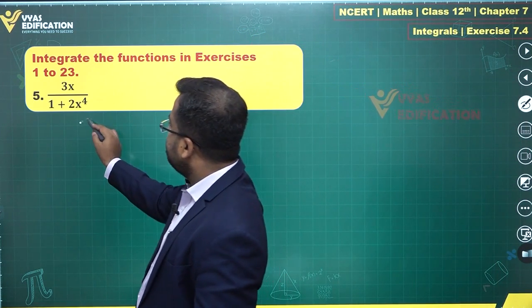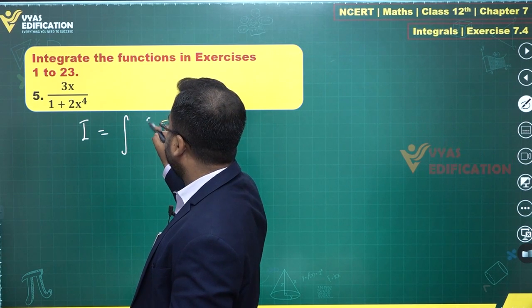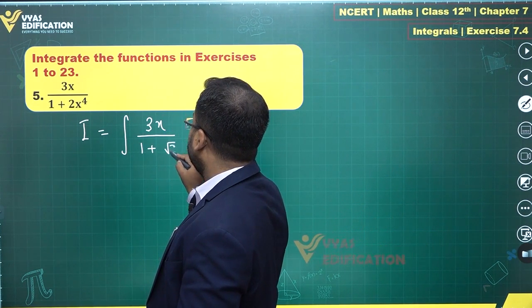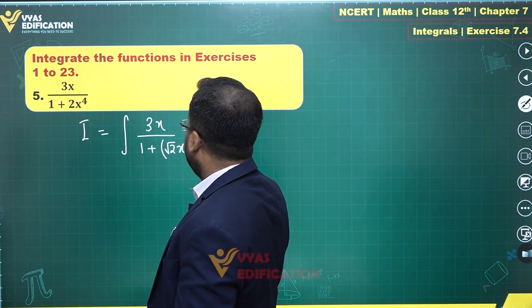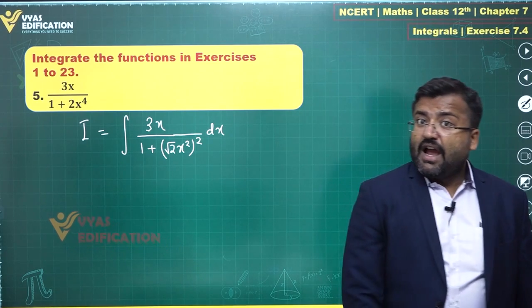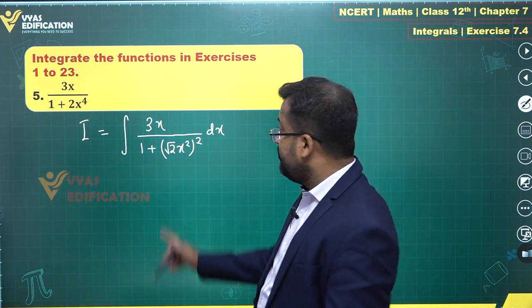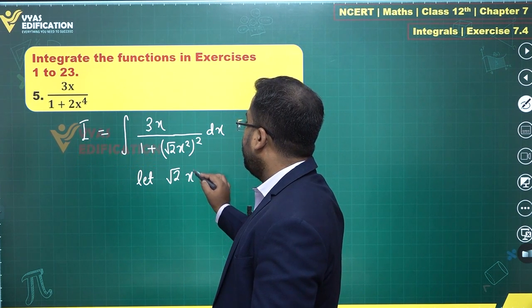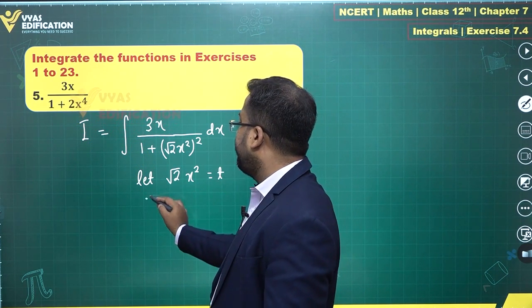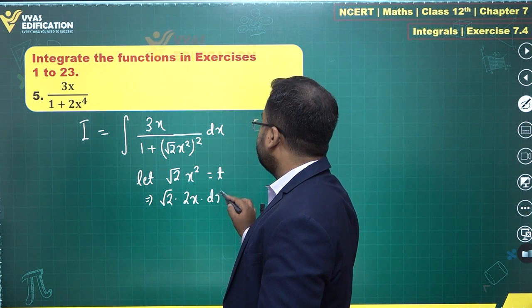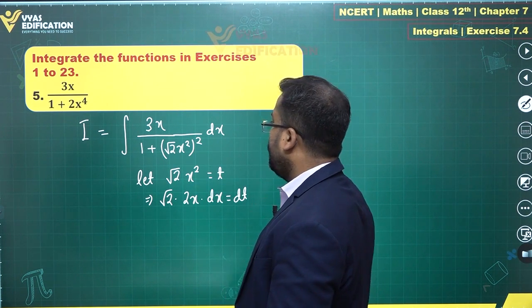So let's write I equals integral of 3x upon 1 plus, this is root 2 x square and its whole square dx. This cannot be handled like a linear expression, right? This is not a linear expression. So we'll use substitution. Let root 2 x square is equal to t. That tells me root 2 times 2x dx is equal to dt.